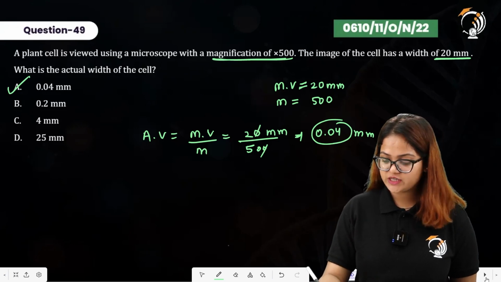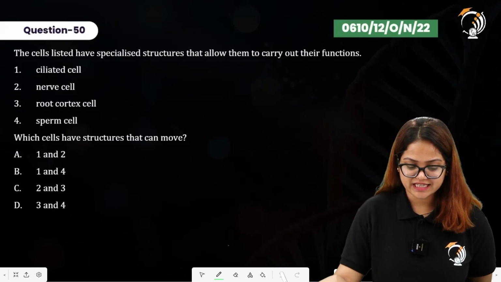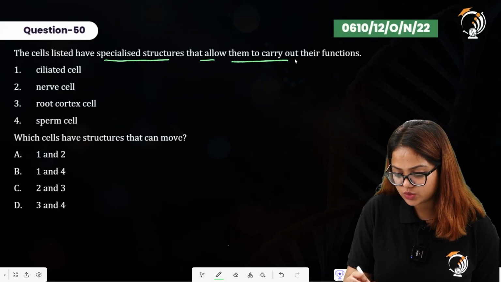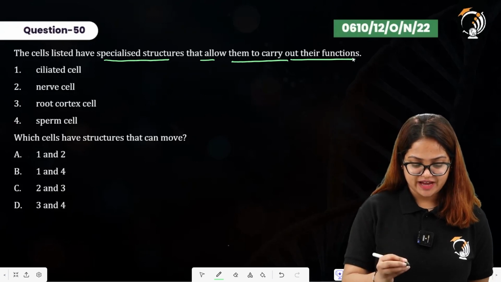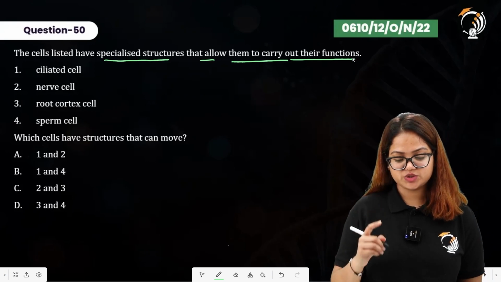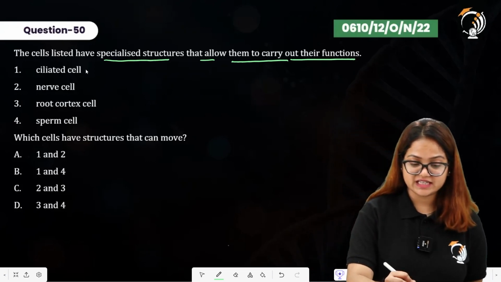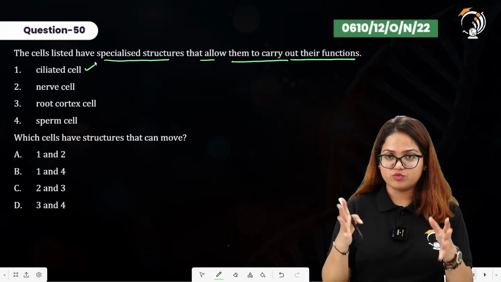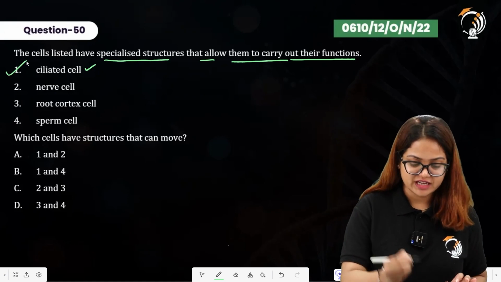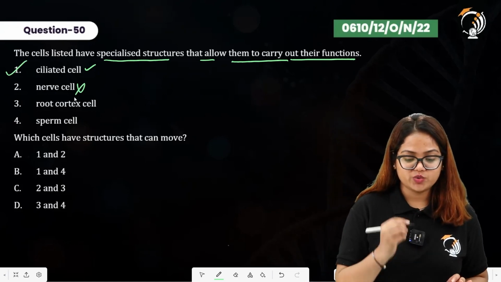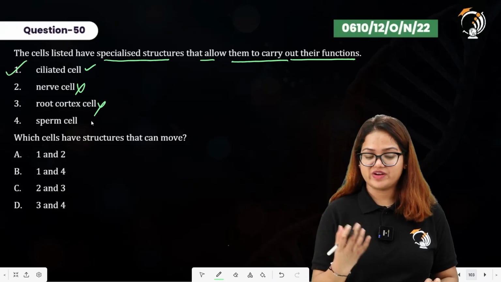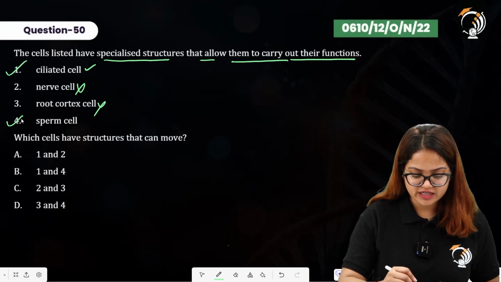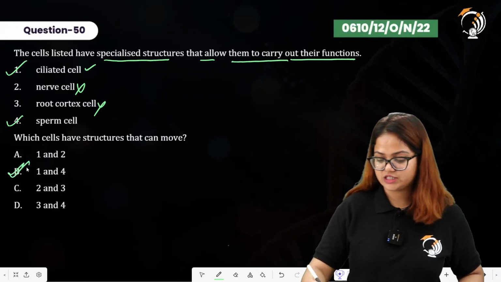All right. Moving to question number 50. That says the cells listed have specialized structures that allow them to carry out their functions. So which cells have structures that can move? Ciliated cells have cilia that show the flicking movement basically. They move. Nerve cells do not move. Root cortex cells do not move. Sperm cells have flagella. So these are the two cells that have structures that can move. We have 1 and 4 as the right answer. Option B here is the correct one.